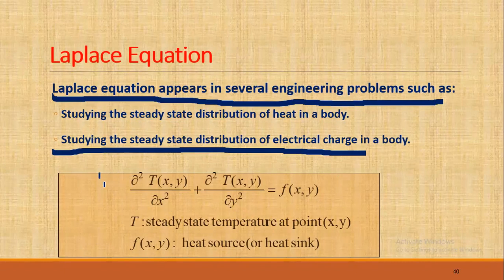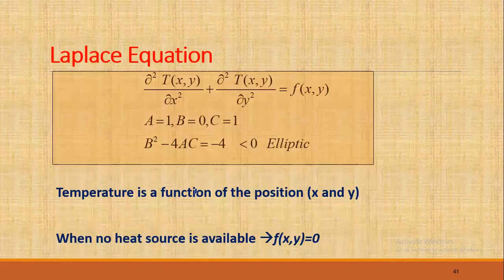So the Laplace equation, ∂²T/∂x² + ∂²T/∂y², is equal to our function f(x,y), where f(x,y) is a heat source or heat sink and T is the steady state temperature at the point. Now we check which type this Laplace equation is: parabolic, elliptic, or hyperbolic.